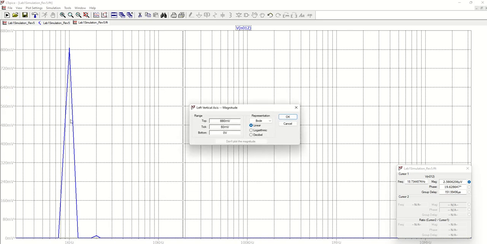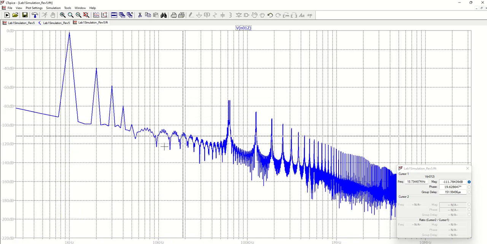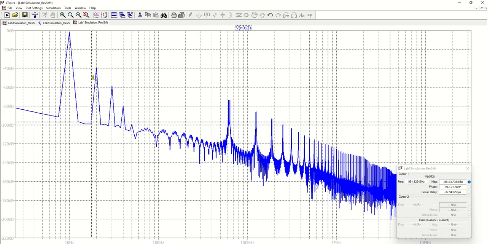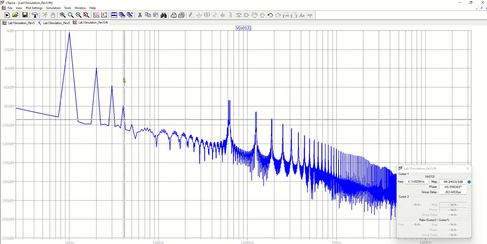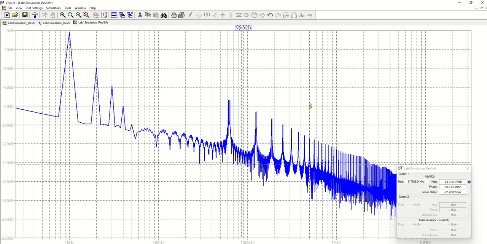So I just want to show you how to do it using decibels. And looking at this, what I would do is I would just take these 5 peaks and I would ignore the rest of this stuff.